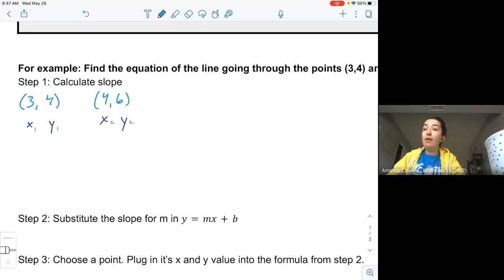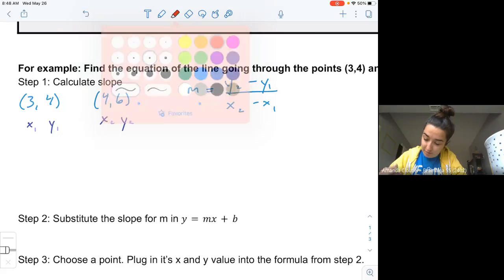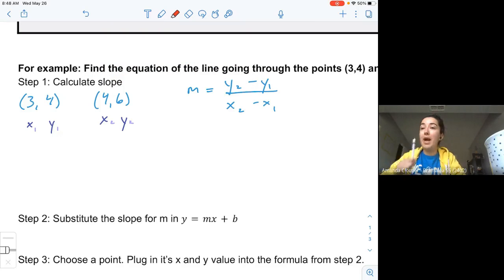Okay, so from here, now I'm going to calculate the slope, and I'm going to use that formula. So remember the formula, m is y2 minus y1 over x2 minus x1. Now the first thing, and I didn't do this yesterday, but I'm going to do this today, is I'm going to match up what goes where, because there were a couple people that were struggling with putting things in the formula. So the very first number that I need is my y2.